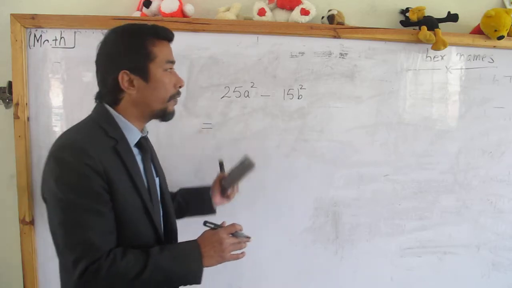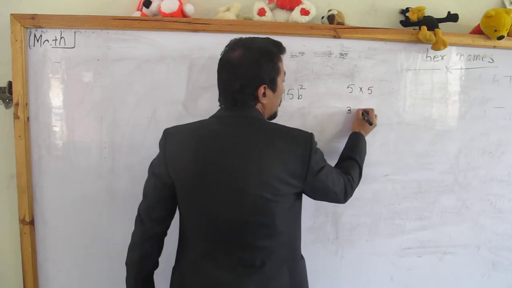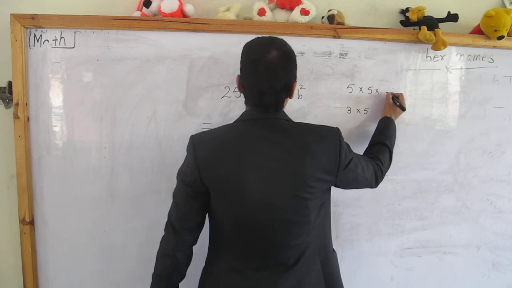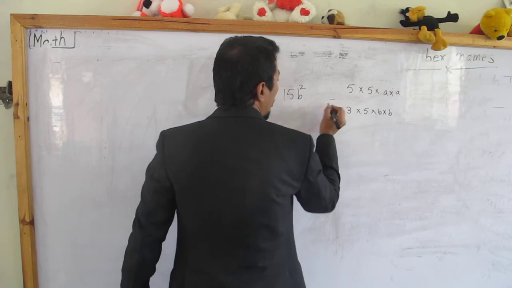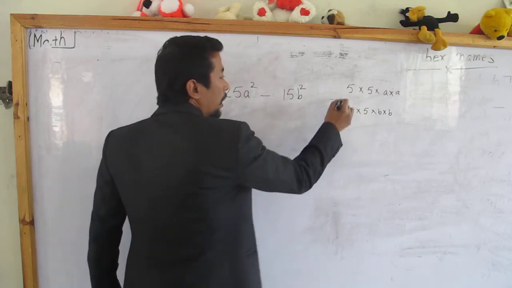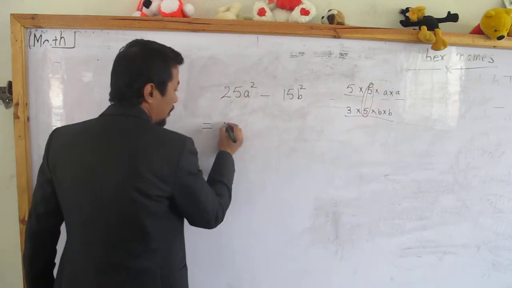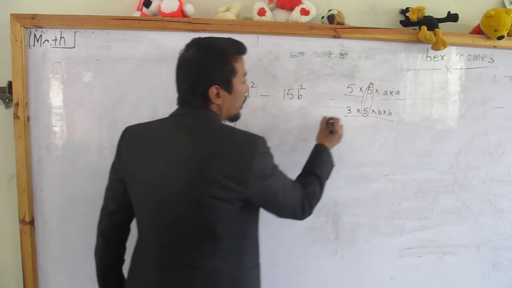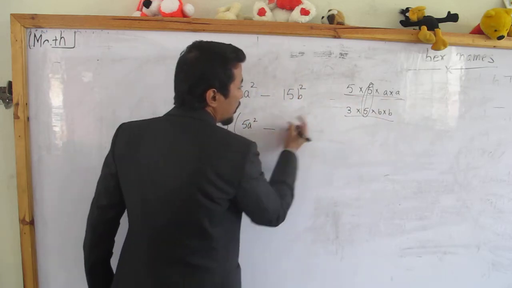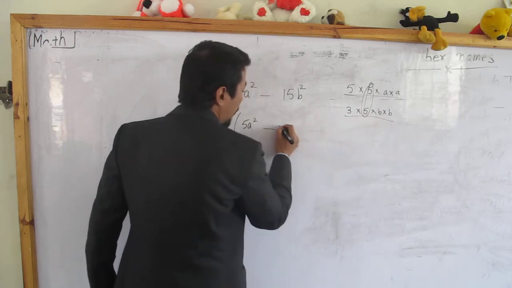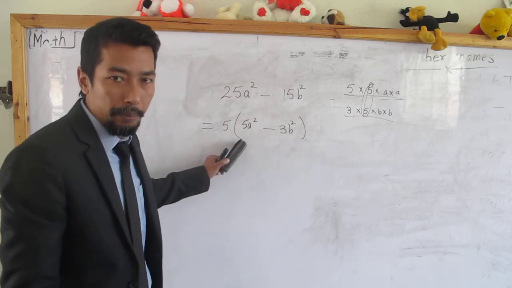The factor of 25 is 5 times 5. And the factor of 15 is 3 times 5. Okay, let's expand the entire thing. A times A, and then B times B, and the sign we have is minus. Now, what is common in this term and this term? 5. Okay, so we take out 5, open the bracket. What is left? 5a square minus 3b square. So this is the factorized form.